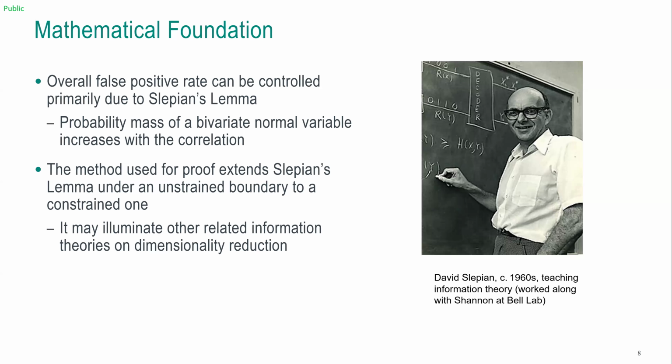But interestingly, the method we used for the proof actually extends Slepian's lemma under unconstrained boundary to a constrained one. And given that this lemma has a lot of applications in information theory, our extended proof potentially has some relevance to information theory, in particular in the area of dimensionality reduction. But that's not the area that I specialize in, so I just want to briefly mention that.